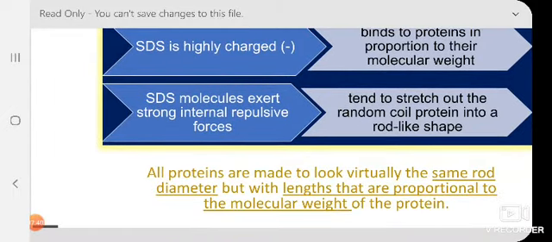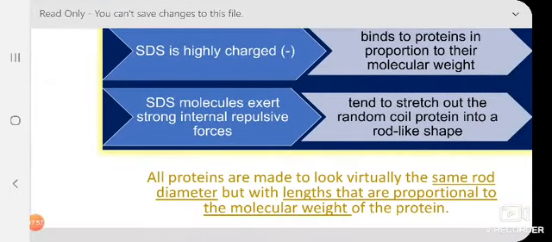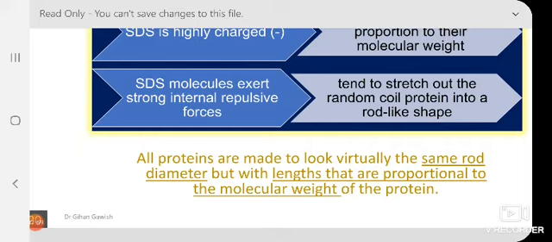All proteins are made to look virtually the same rod diameter, but with lengths that are proportional to the molecular weight of the protein. Understood? So everybody will now look like this molecule, but it depends on how big or small they are based on their molecular weight, because all are negatively charged.